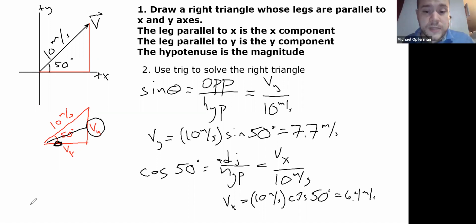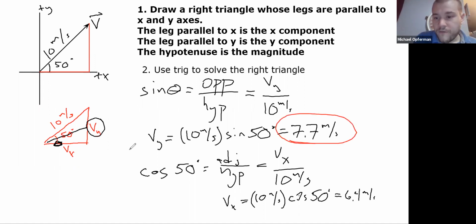And if you want to do a little double check here, we also know the Pythagorean theorem holds for this. So if we do here 6.4 squared plus 7.7 squared, and then square root that, we do in fact get 10 as the answer, as expected, because that's the magnitude of the vector. That's the hypotenuse of the vector. So this is the y component of the vector. This is the x component of the vector.